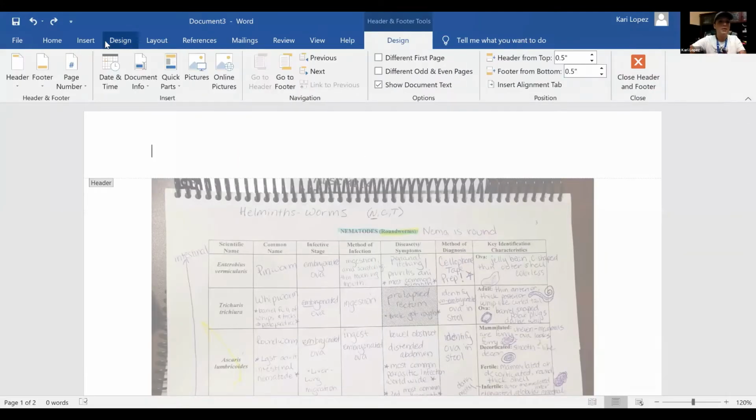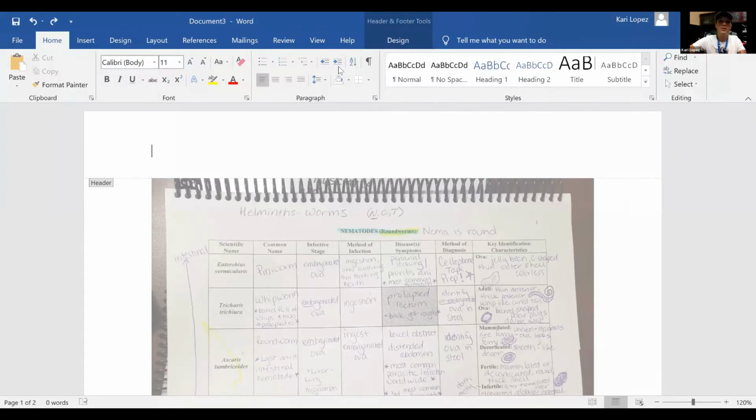Okay, so we're going to be talking about nematodes. And what are nematodes? Roundworms. Roundworms, yep. And I always remembered Nema is round. If your name is Nema, I feel really bad, and I take that back.